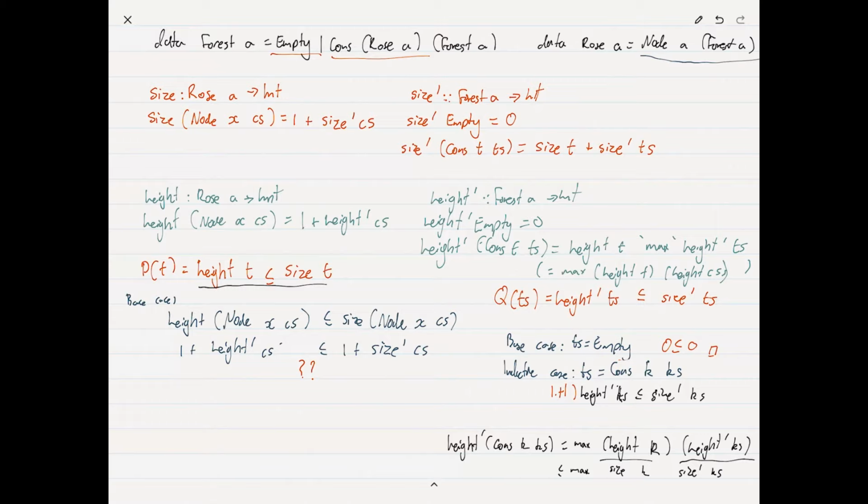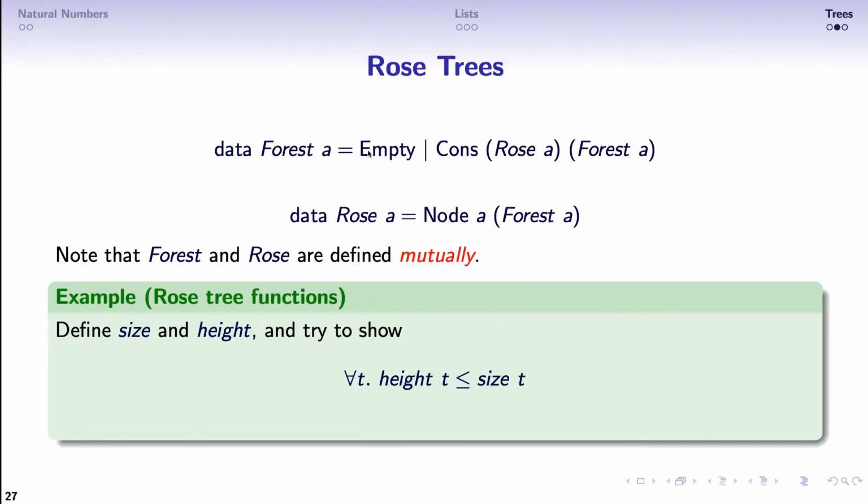And this isn't really that unexpected, because I defined forest in terms of rows and rows in terms of forest. I defined size in terms of size prime and size prime in terms of size. I defined height in terms of height prime and height prime in terms of height. So my proof for the property P needs to be simultaneous with the proof of the property Q. So the way this works is a technique called simultaneous induction. Let me quickly go back to the slides.